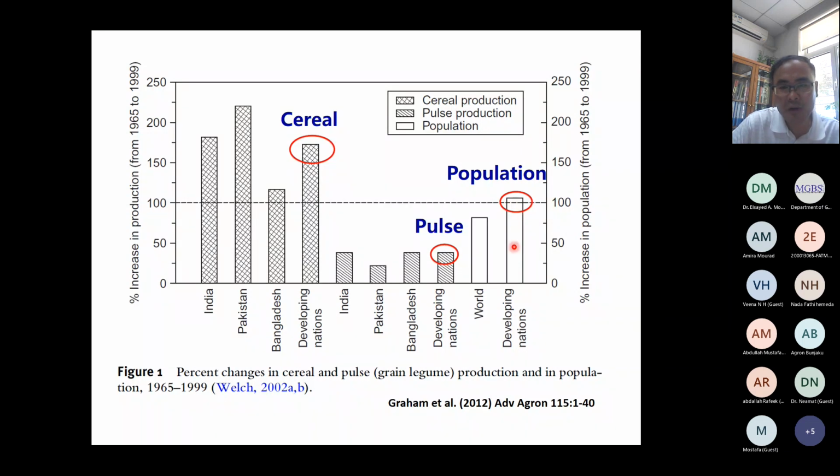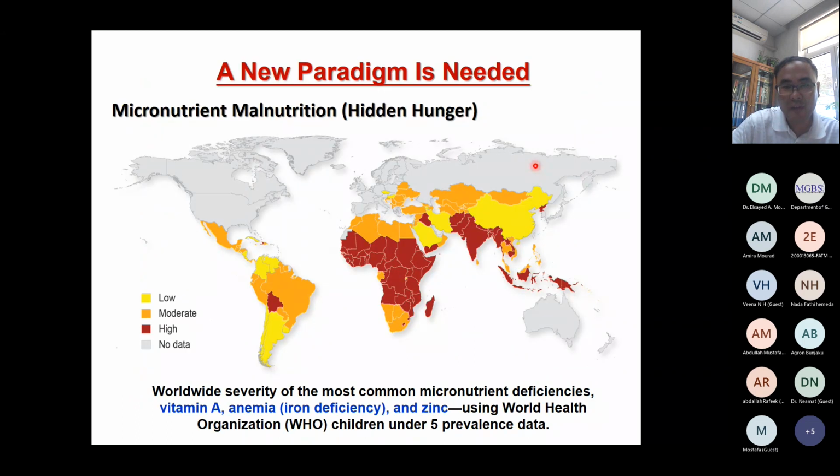So that makes the world not hungry anymore, but the scientists found there are many people suffering from micronutrient malnutrition. That means the hidden hunger.